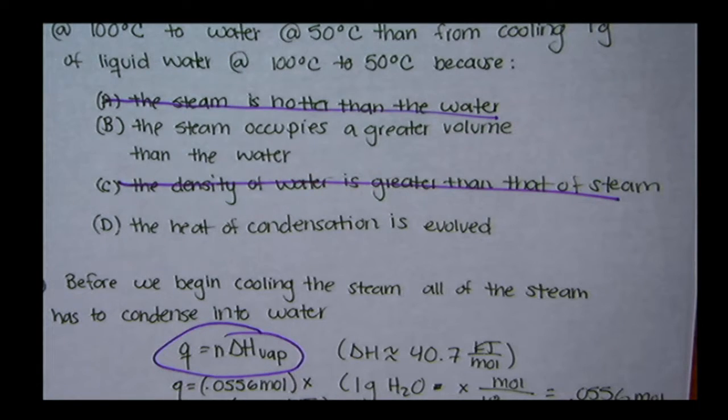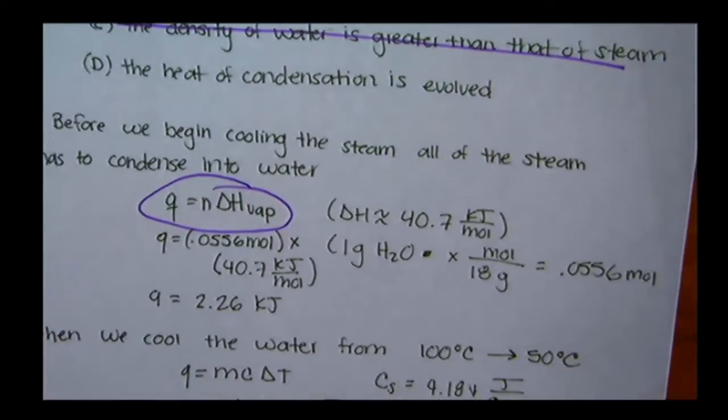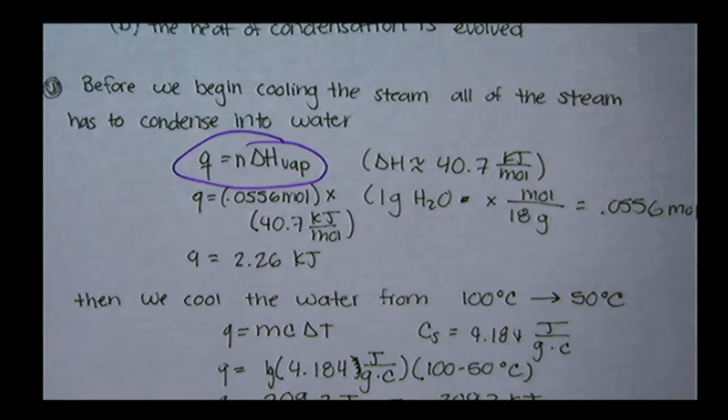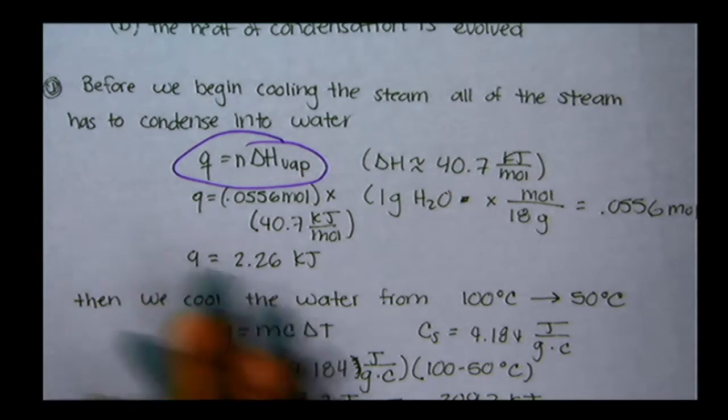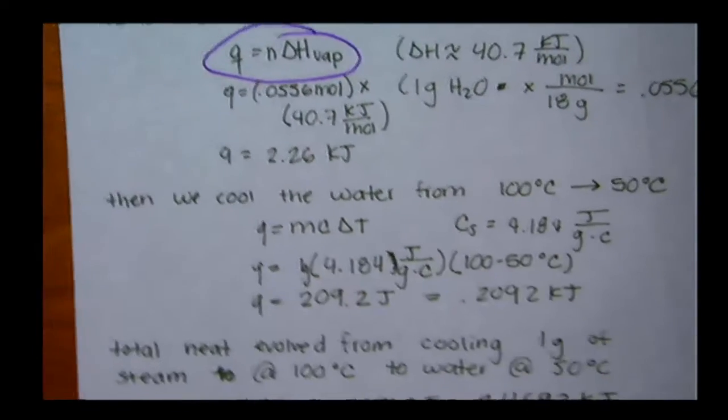All right, so yeah, you still have to deal with condensing the water. And when you have a phase change, you're going to use Q equals n delta H of vaporization, or fusion if you're going from solid to liquid or liquid to solid. Plug in everything that was given, and then you can cool the water. Your cooling of water is going to be Q equals mc delta T. Plug in everything that was given, and that is a mathematical representation of why D is the answer.